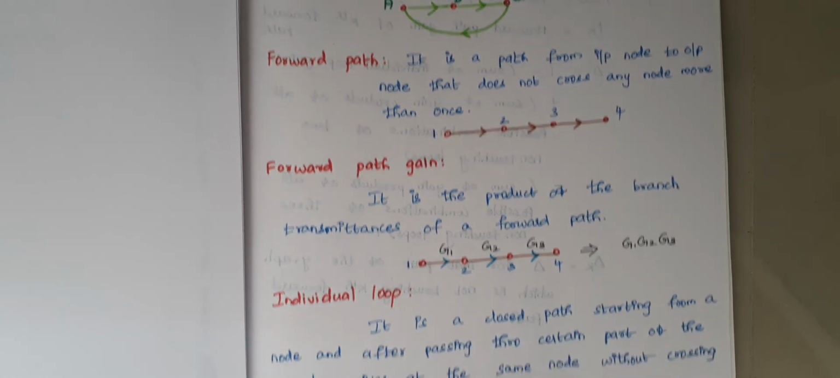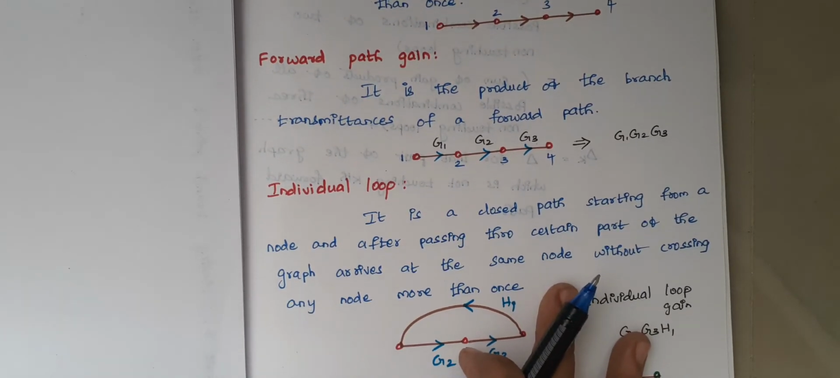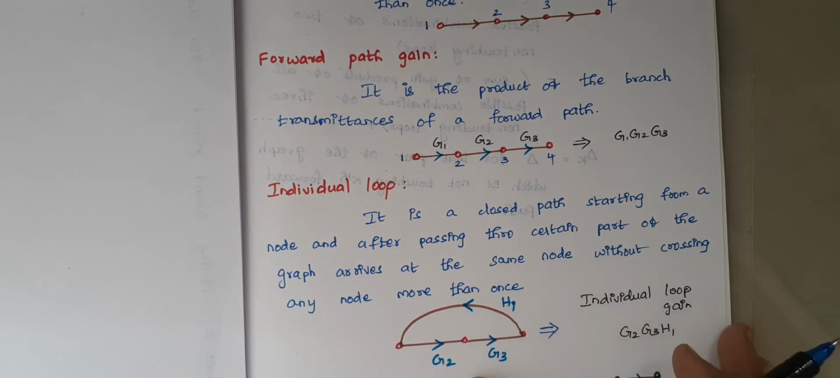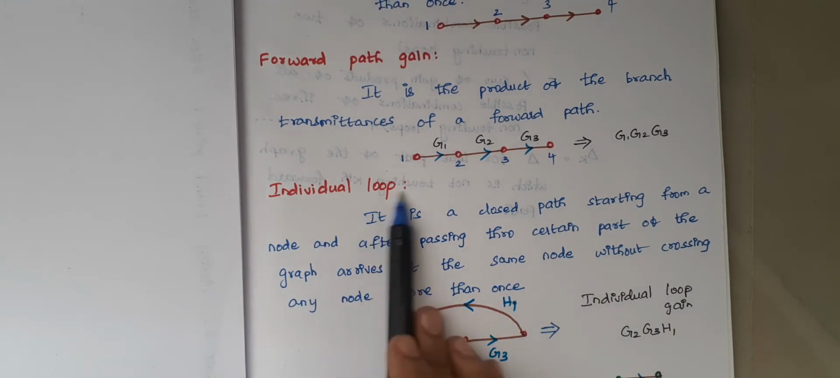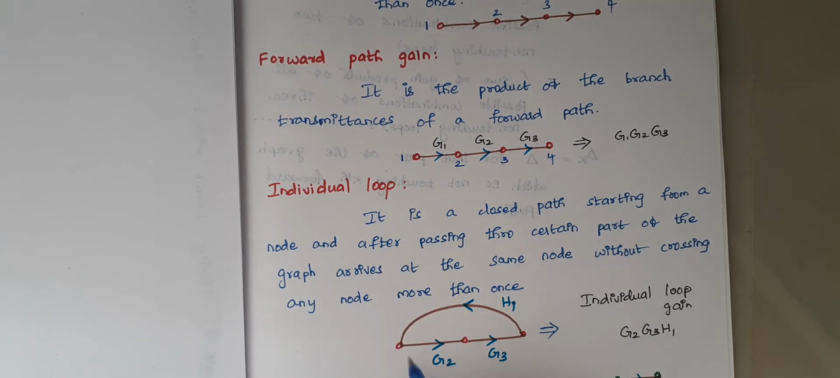And the next one is individual loop. So here, individual loop is nothing but, again you see, a loop always represents a closed path. Hope you people are clear with this. That is, it starts at node 1, it passes through node 2, node 3 and finally it reaches node 1 again. So this is a closed path and this is known as an individual loop. That is, it starts at some node 1, it travels through some distance and it again reaches the same node 1. Okay, this is an individual loop.